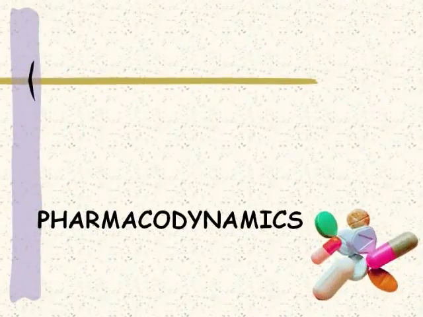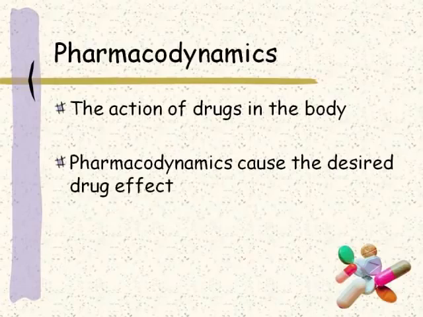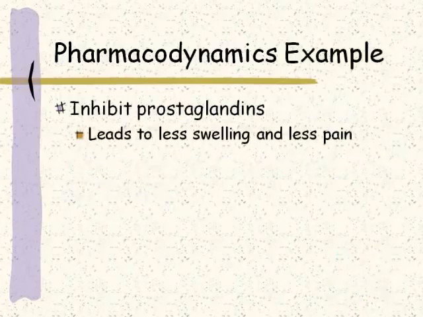Pharmacodynamics. That's the action of the drug on the body. When we're talking about that, we're talking about desired drug effect mostly. Yes, we've got some side effects we have to think about here. But we're thinking about, why are we giving this drug? What is this drug doing to the body? As an example, if the drug inhibits prostaglandins, it's going to lead to less swelling and less pain.